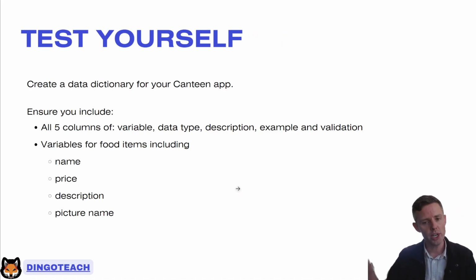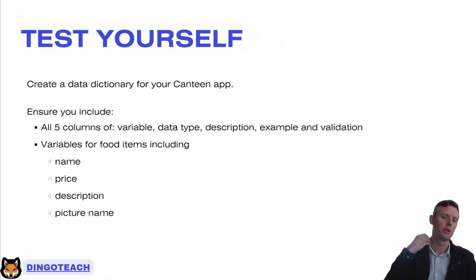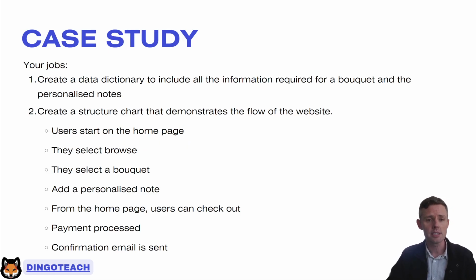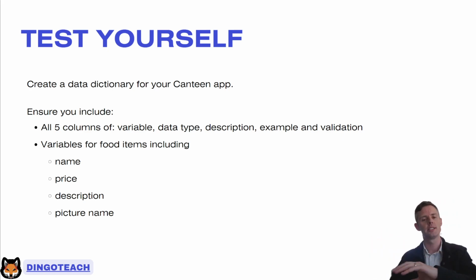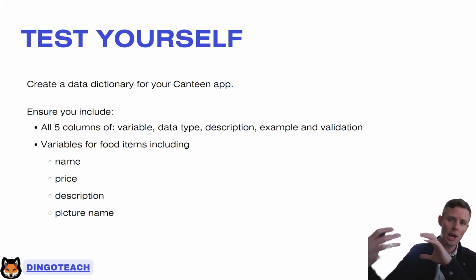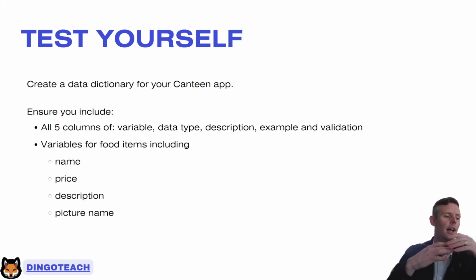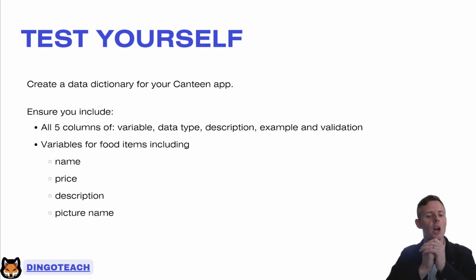So, to bring it to a close, I would like you to produce a data dictionary for our Canteen app and a structure chart for our Canteen app in terms of the kids being able to browse through our menu, add things to a shopping cart, and purchase them. See how you go with that one.